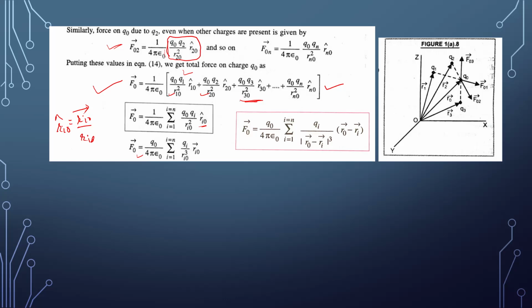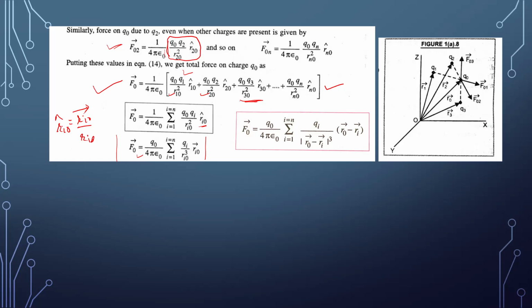Therefore, when I write that down, in the denominator I'll have one more Ri naught along with Ri naught square, I'll have one more magnitude of Ri naught. Therefore, I get Ri naught cube into Ri naught vector. I hope you have understood this expression also.